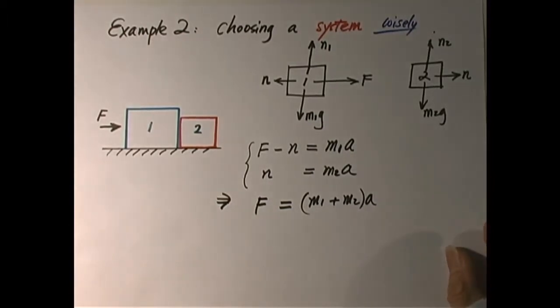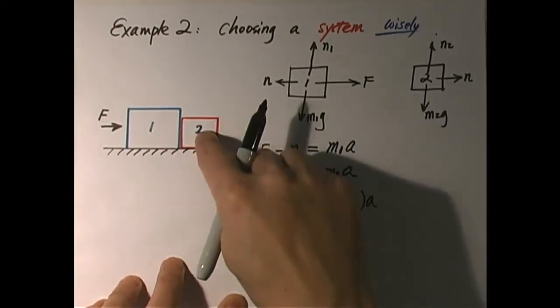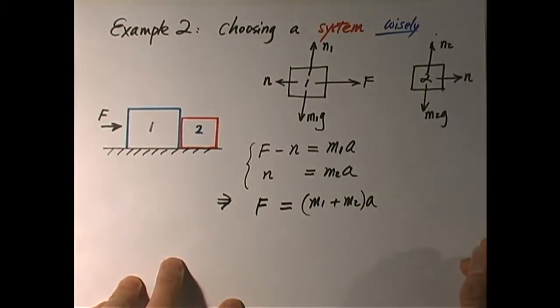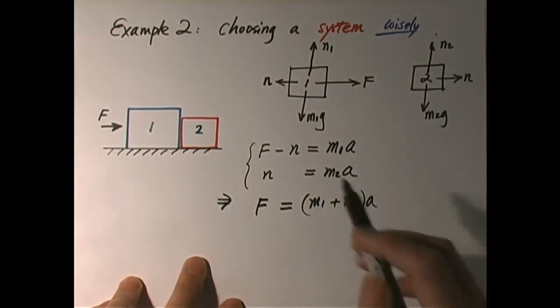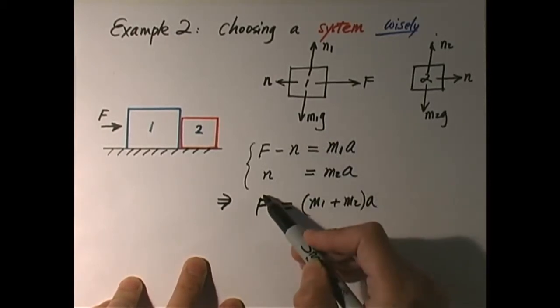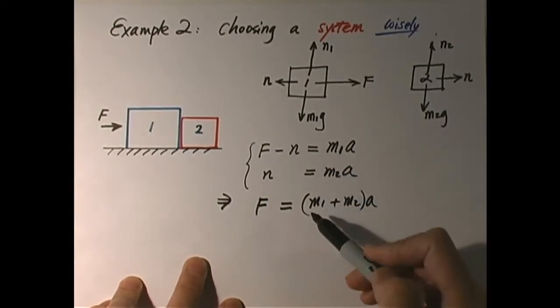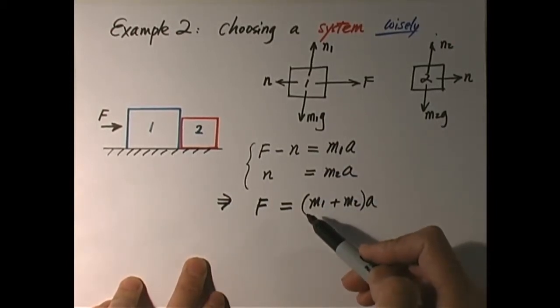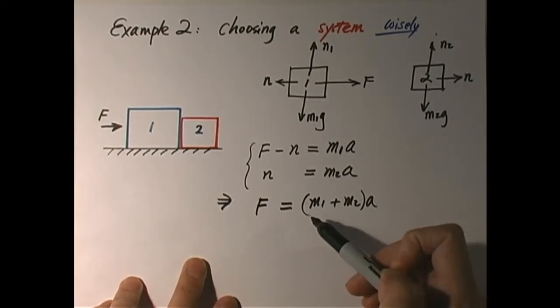That was when we separated those two blocks into different systems. In doing so, we can write down an equation for each one of them. There will be a pair of forces, action and reaction, but they're exerted on different objects. How do we eliminate that? By adding the equations up. That's what we did. But, you know, we don't have to separate these two boxes.